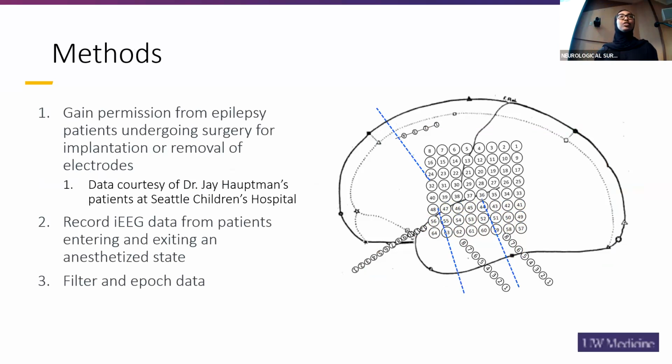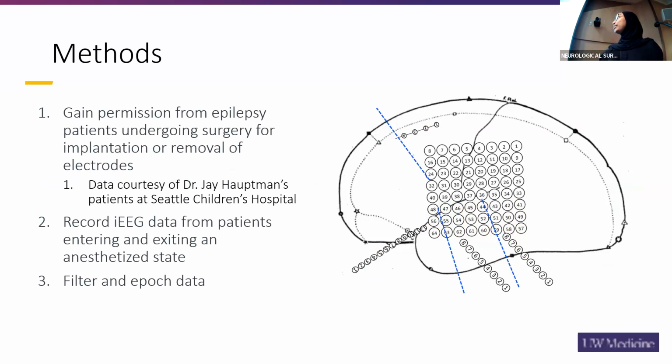So looking at our methods, we collected data from patients with epilepsy who were undergoing surgery to have electrodes implanted into their skulls in order to help them with their epilepsy. And I wanted to point out that under Dr. Jay Hoffman and his patients at Seattle Children's Hospital, we were able to collect this data. So shout out to him.